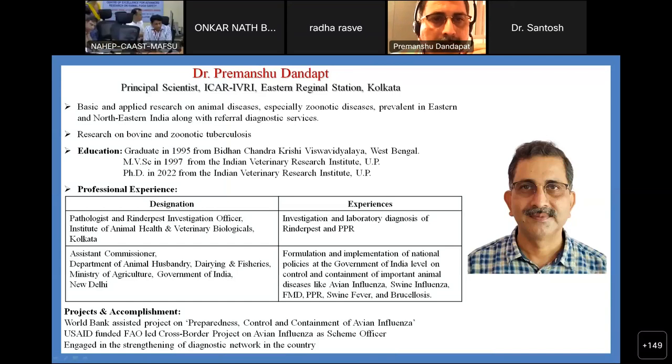Delhi, and he is executing formulation and implementation of national policies at the Government of India level on control and containment of important animal diseases like avian influenza, swine influenza, FMD, PPR, swine fever, and brucellosis.